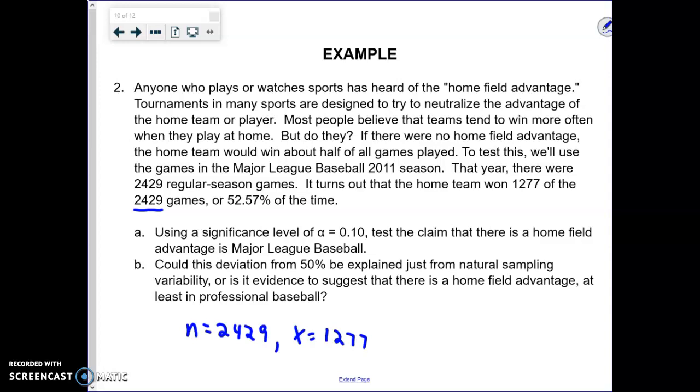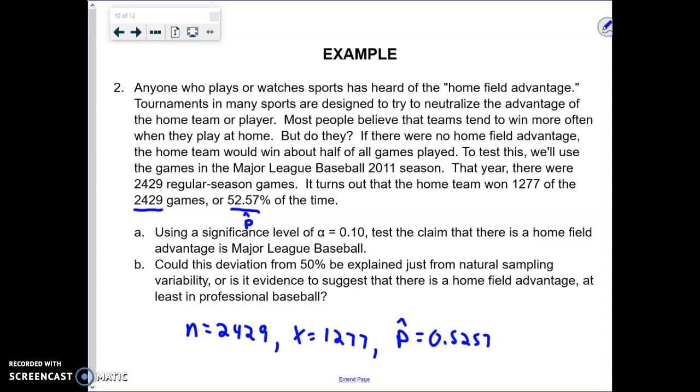Now, you can go ahead and take that and figure out what P hat is if you want to, but right here they tell you that that's your P hat. In other words, they calculate for you, and the home team won 52.57% of the time. So P hat is really 0.5257. And if you take 1,277 divided by 2,429, you get the same thing. So let's go ahead and test the claim that there is a home field advantage.